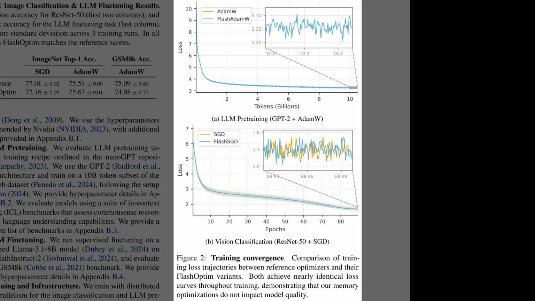Well, naturally, the big question is whether this aggressive compression hurts training stability. Figure 2 addresses this by comparing the loss trajectories of reference optimizers against their FlashOptim counterparts. In the top panel, for GPT-2 pre-training, the blue FlashAdamW curve lies almost perfectly on top of the orange baseline. Even when zooming in on the final steps with the inset, the two lines remain tightly synchronized, which shows that reduced precision doesn't derail learning dynamics.